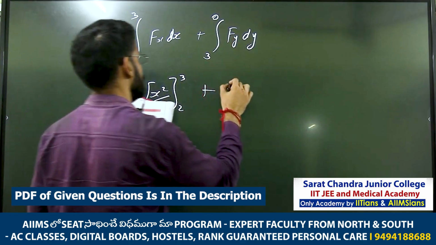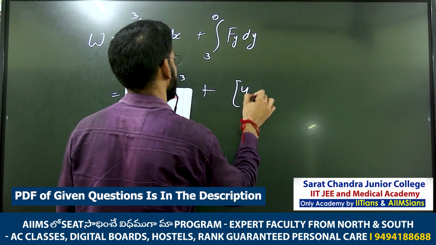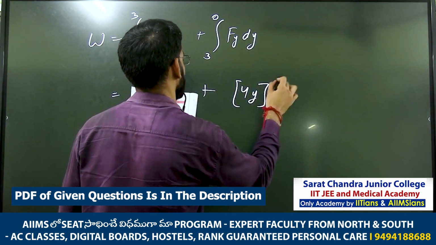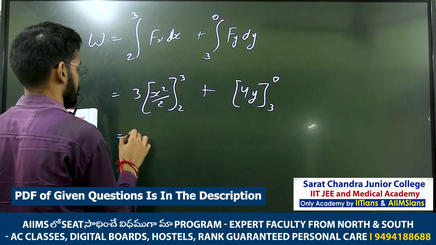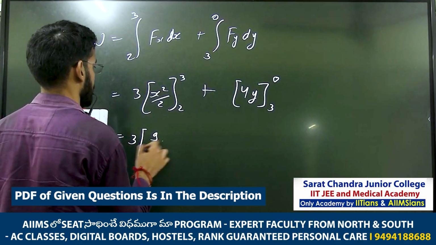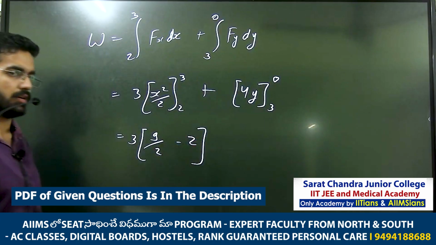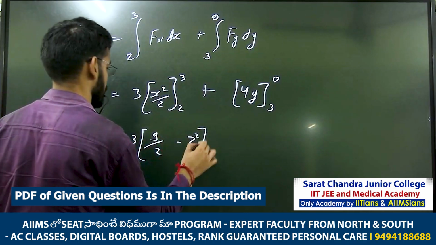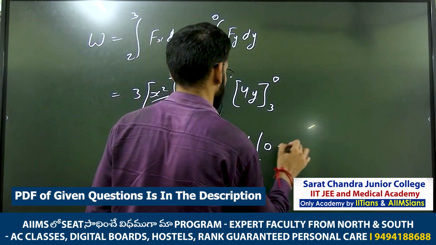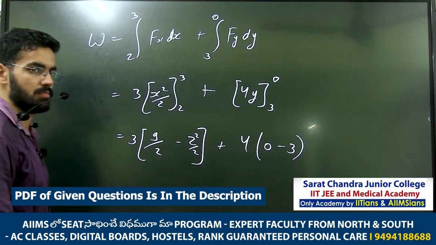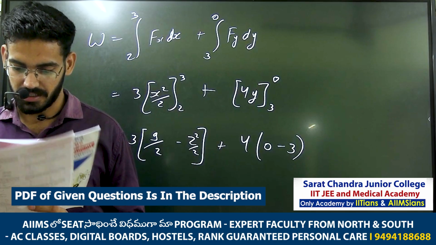Plus here what we will put? 4 into y. Limit is 3 to 0. What you will put? 3 into 9 by 2 minus 2 square by 2, na? Plus 4 into 0 minus 3. 9.